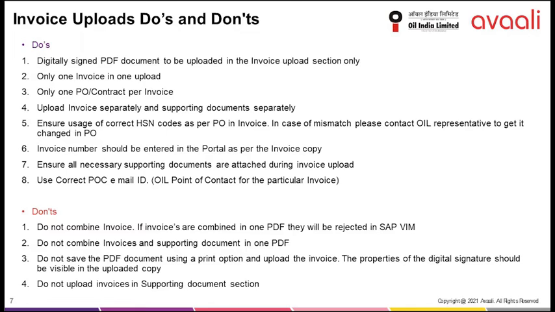HSN code needs to match with the purchase order. Whatever HSN code you are entering in the invoice has to match with the purchase order. There is a provision in the portal to display the HSN code or SAC code as per the purchase order. When you are uploading, make sure that you check what is entered in the invoice and what is displayed on the portal. In case they do not match, please contact your Oil officer and get the HSN code changed in the PO, in case whatever you have put in the invoice is correct.